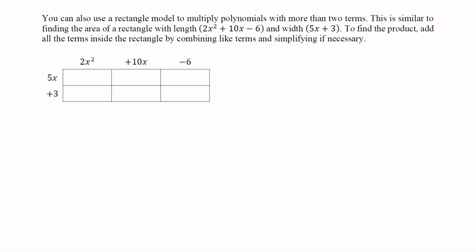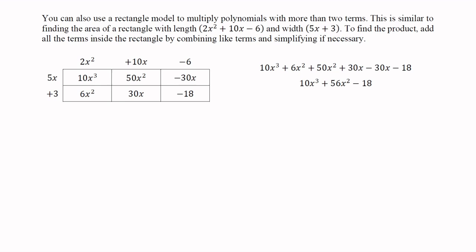So 2x squared times 5x gives you 10x cubed. 10x times 5x gives you 50x squared. Negative 6 times 5x gives you negative 30x. 2x squared times 3 is 6x squared. 10x times 3 is 30x. And negative 6 times 3 is negative 18. Now take everything that's in the rectangles, write them across, and then combine your like terms to get your final answer.